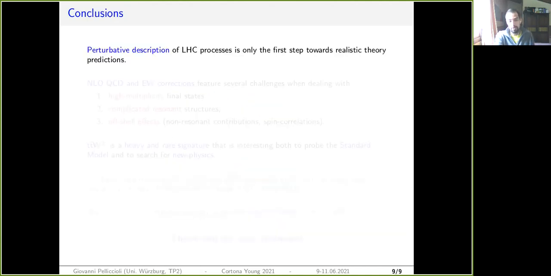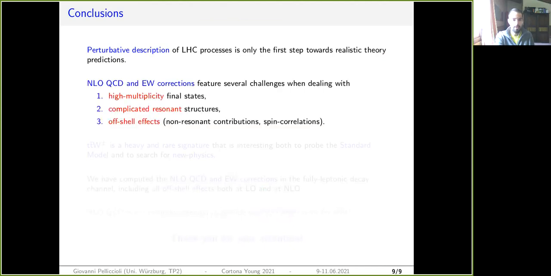I hope I convinced you that the perturbative description of LHC processes is not the end of the story, and is just the first step towards a realistic prediction. NLO QCD and electroweak corrections feature several challenges, both from the point of view of Monte Carlo integration and from the point of view of the decay modeling of a resonance structure, for example. TTW is a rather rare signature and a heavy signature, which is, however, very interesting both to probe the Standard Model and also for new physics searches purposes.